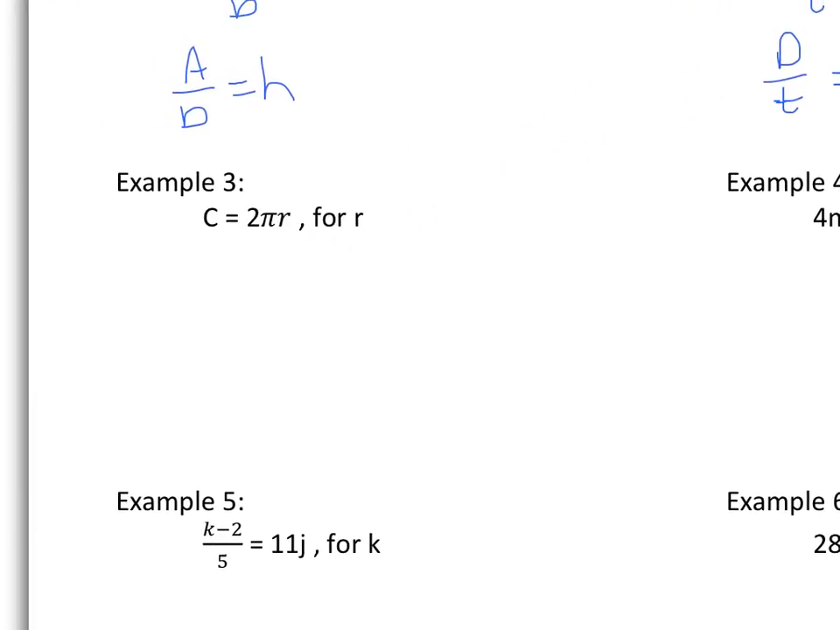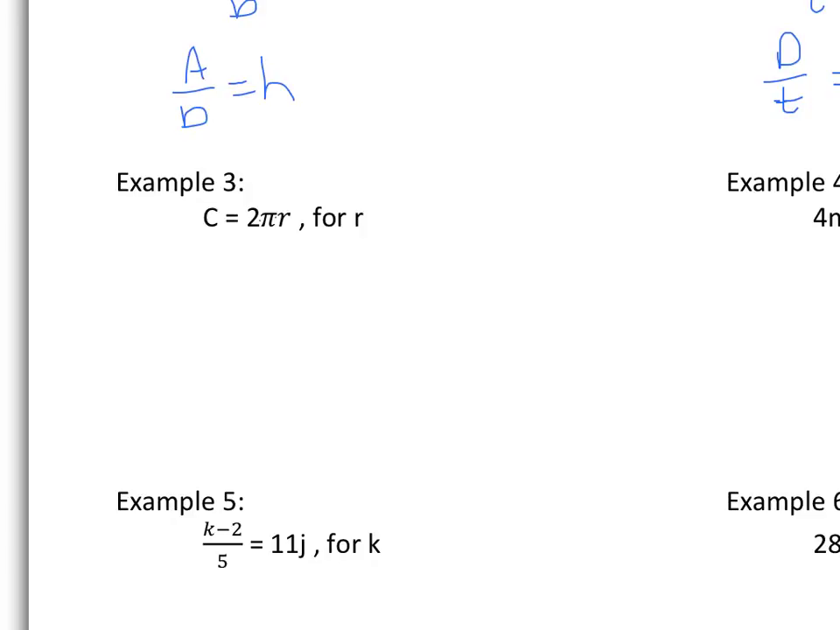In the next one, we have C equals 2 pi R. So in this case, we really only have two variables. We have the C and we have the R. Pi is 3.14, so it's a symbol, but not a variable. And we want to solve that for R. So we will look at the relationship, and it's 2 times pi times R.